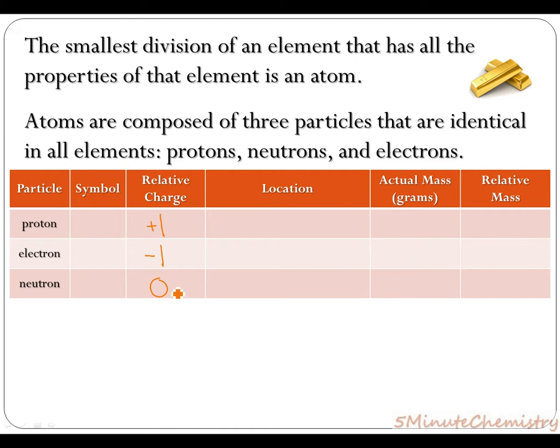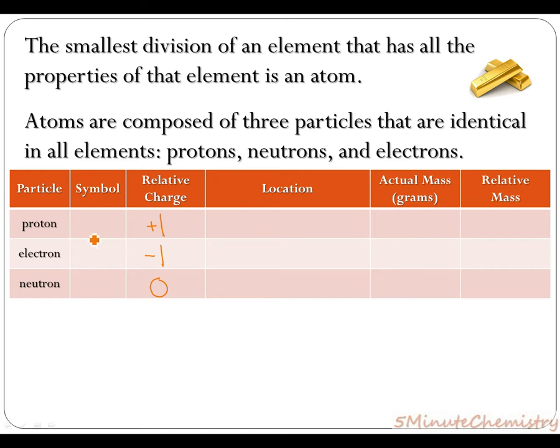So some important things to note here. First, if you consider a magnet, the positive side of a magnet is attracted to the negative side. Okay, so opposite charges attract. Similar charges repel each other. So 2 protons would push away from each other. 2 electrons push away from each other.